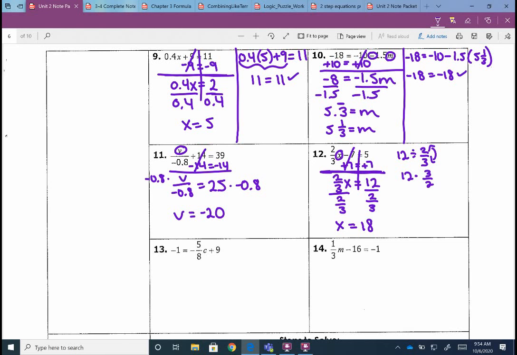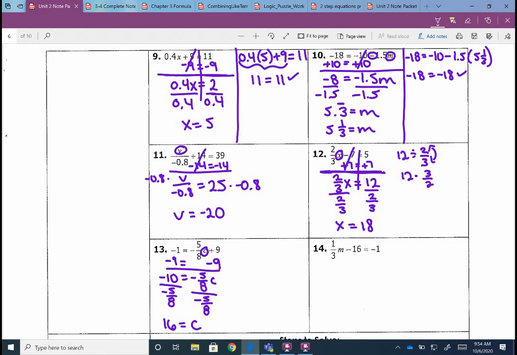So as we move on to 13, there's our variable, there's our c. We start by undoing the plus 9. So on the left side, we get negative 10. And then on the right side, I still have negative 5/8 times c. To undo negative 5/8 times c, we need to divide by it. Or if you want to multiply by the reciprocal, you can. It's up to you how you want to handle that piece. And we end up with 16 equals c.